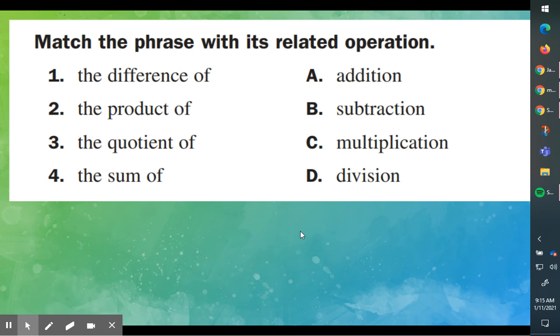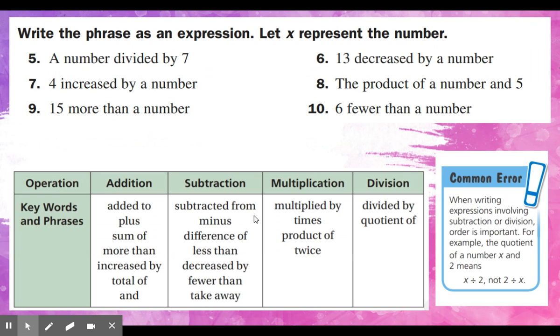What about the quotient of? Division. D is division. Quotient is the word that we use to describe the answer to a division problem. What about the sum of? Addition. These all are key words that we need to be thinking about when we're writing expressions and equations.